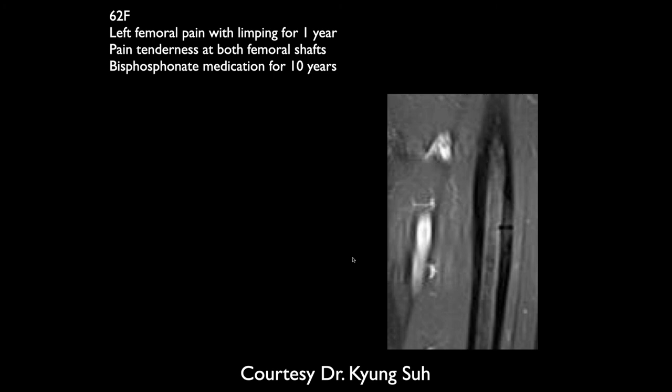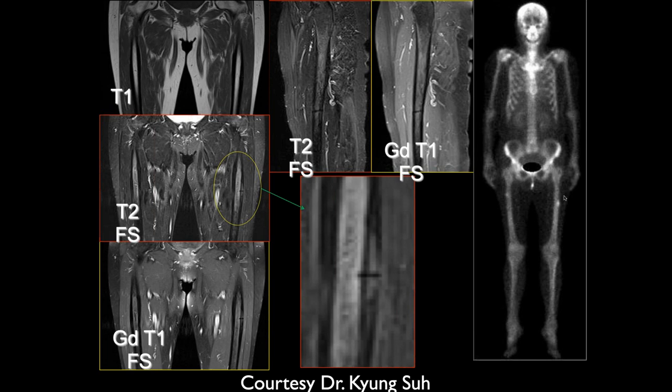Bisphosphonate. Okay, so we see that signal abnormality along the lateral aspect of the subtrochanteric bone, and that's a classic location for bisphosphonate-associated stress fractures. And we see it's hot on the bone scan, or increased radiotracer uptake.